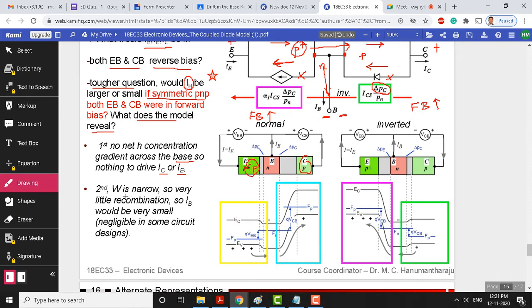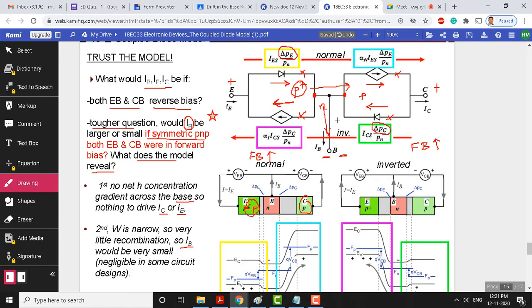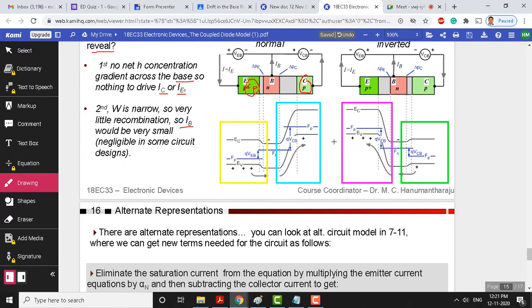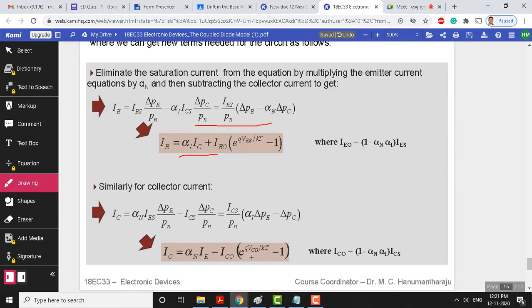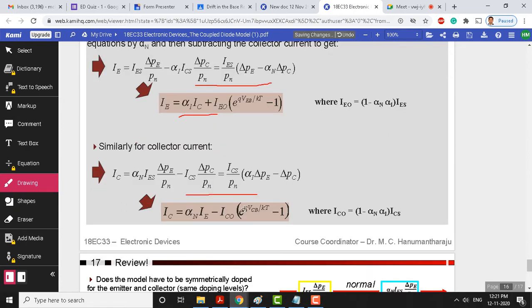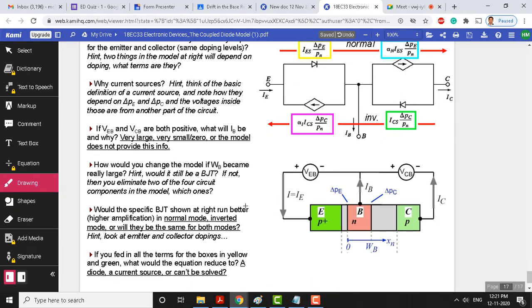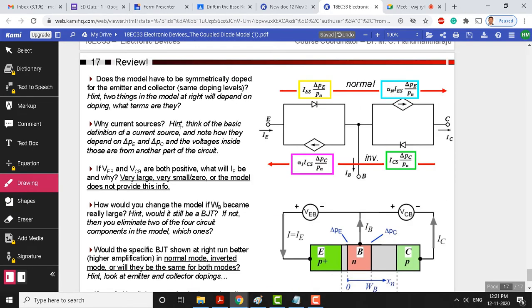The second thing is, if the base width is narrow, little recombination will happen. So, you may get a very small amount of base current here. Okay. That is all you can expect for the symmetrical type of BJT here. And these equations I told you, I do not want to go into more detail. These are alternative versions of the Ebers-Moll equations. This equation here itself is sufficient for you from the examination point of view, even for the emitter current as well as the collector current. This we have discussed many times, I do not want to go into more detail of these equations. And these are a few questions which we will ask you through the quiz.